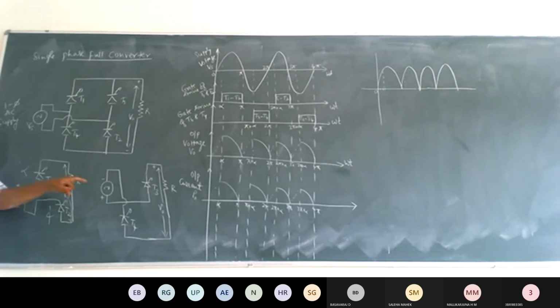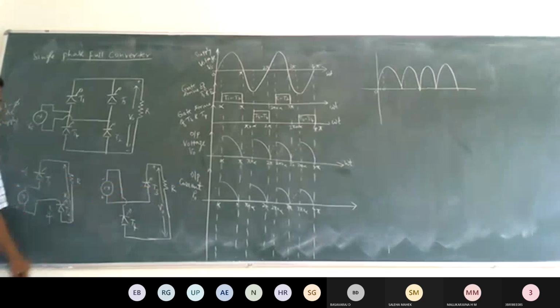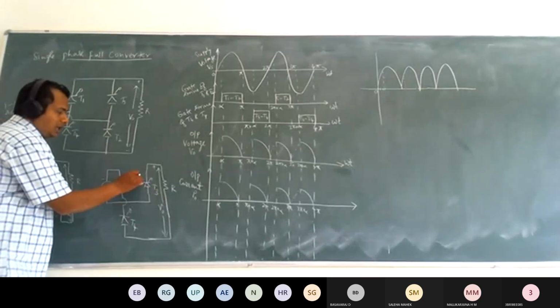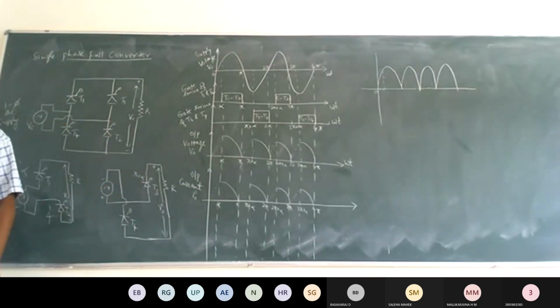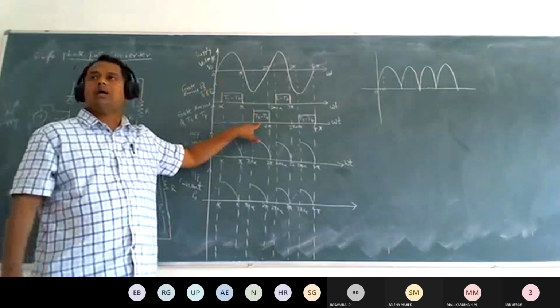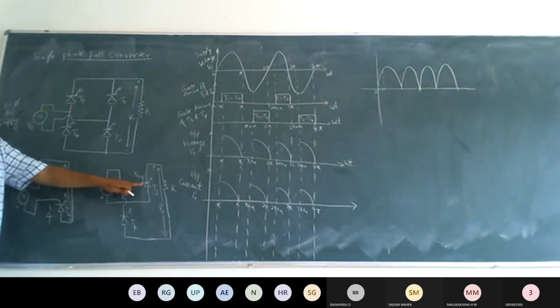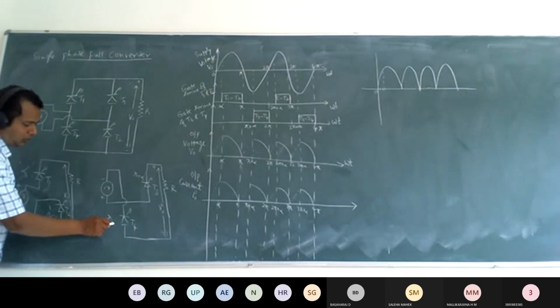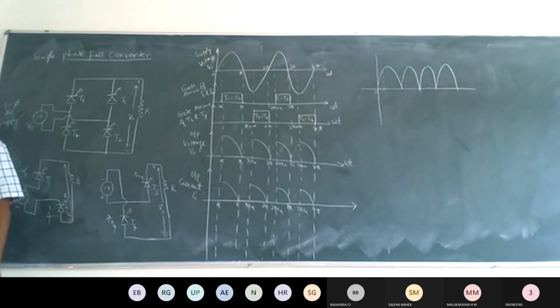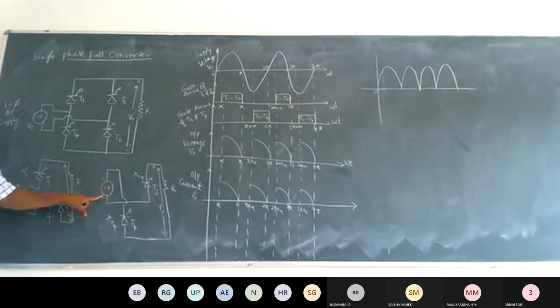Similarly, in the negative half cycle of the supply voltage, the lower terminal is positive, upper terminal is negative. Then the current will start to flow through T3, which conducts in the negative half cycle of the supply voltage, because the negative cycle starts from pi plus alpha to 2 pi. SCR T3 as well as T4 will be triggered at a firing angle of pi plus alpha. Then the current flows through T3, resistive load, T4 and gets back to the source voltage.